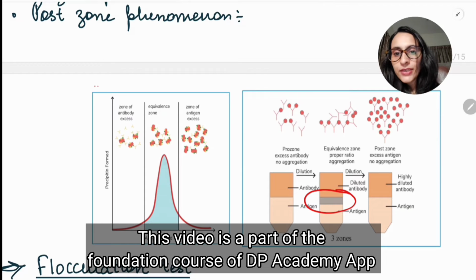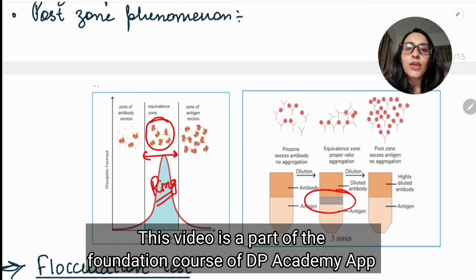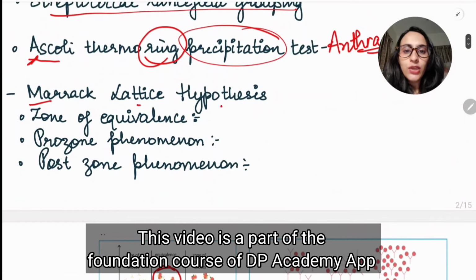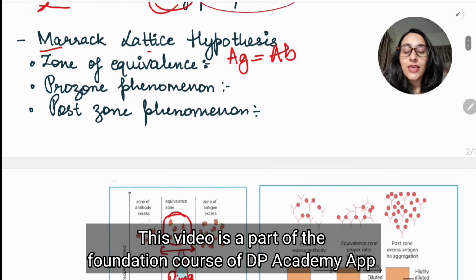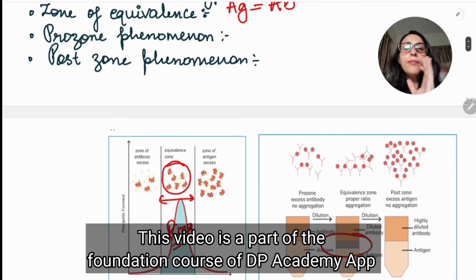So when the volume of antigen equals the volume of antibody, that is the formation of a ring, and this zone is known as the zone of equivalence. Zone of equivalence tells you that antigen is equal to antibody. As the name suggests, it is the zone of equivalence, equal. Then before this zone of equivalence, there is a prozone, and after this zone is a postzone.